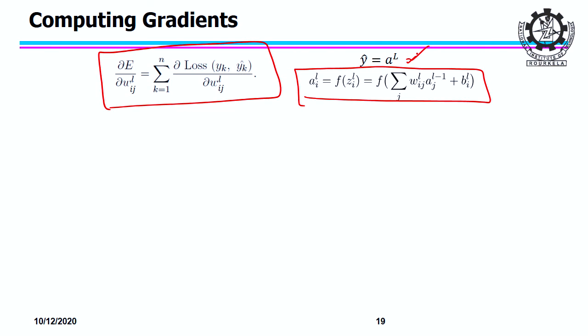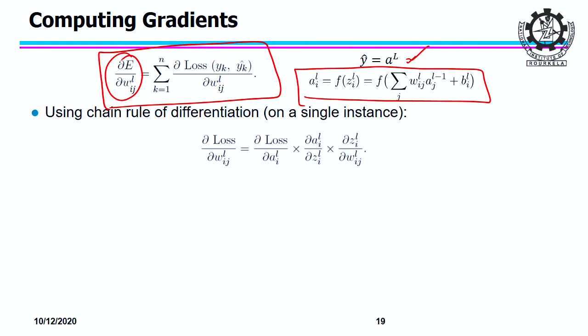Now, what do we have to do? We have to compute this value. To compute it, we will use the chain rule. So, here we go, chain rule. The chain rule says, if you want to compute this value, henceforth we will just write the loss. So we want to compute del loss by del w_ij.